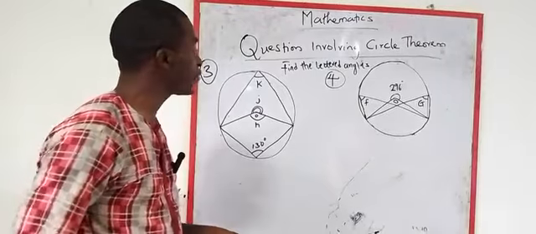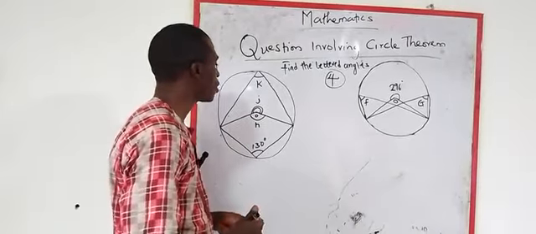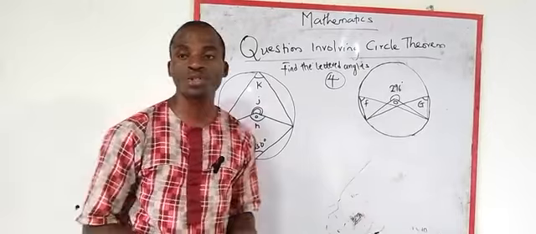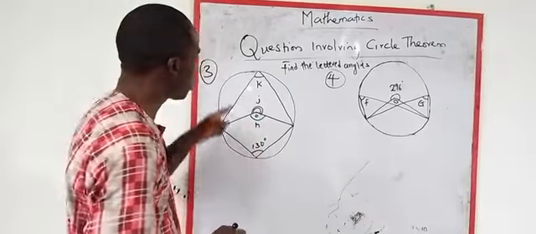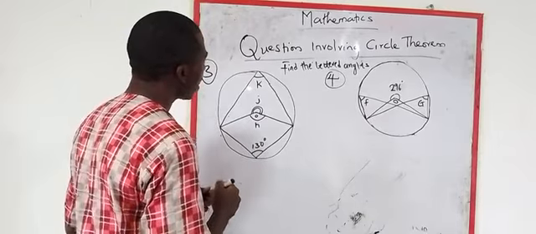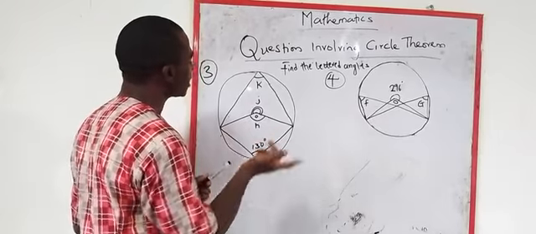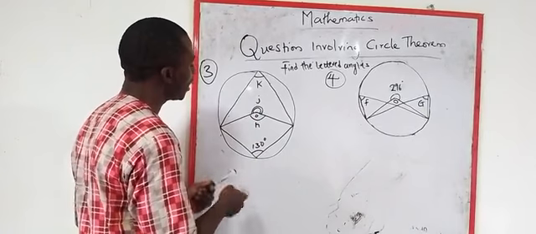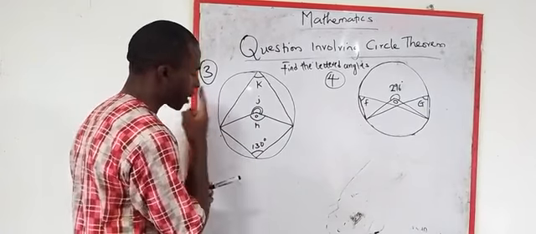On the board, we are still having questions on circle theorem. We are going to be applying the circle theorem we have talked about earlier. Now, we are asked to look for the lettered alphabet. How do we get our lettered alphabet?